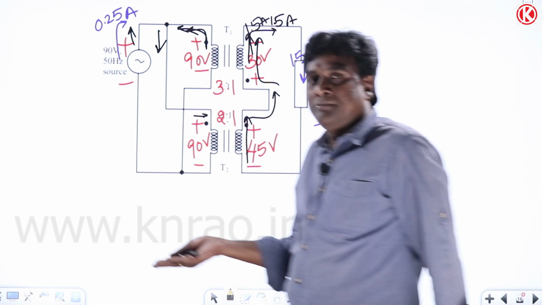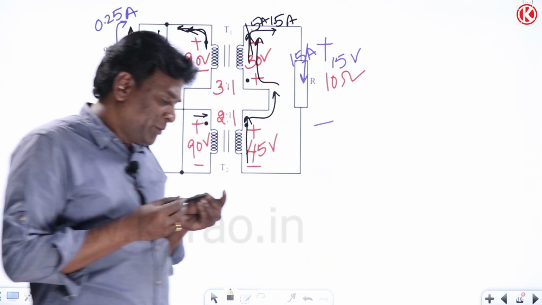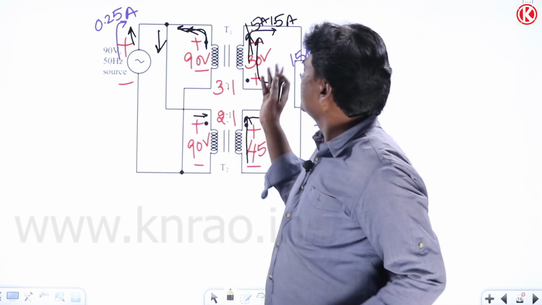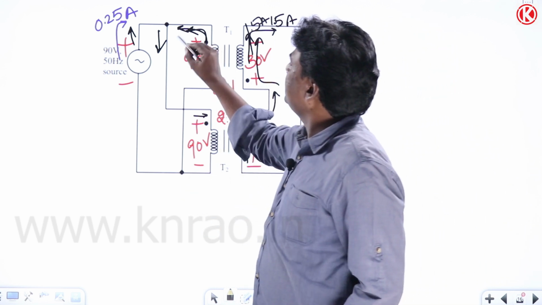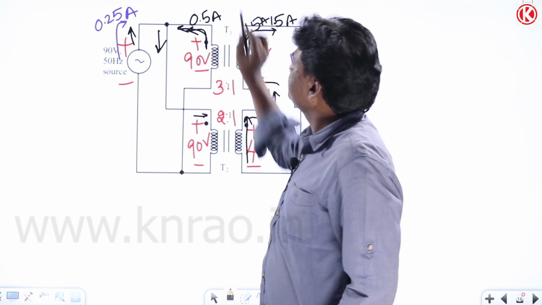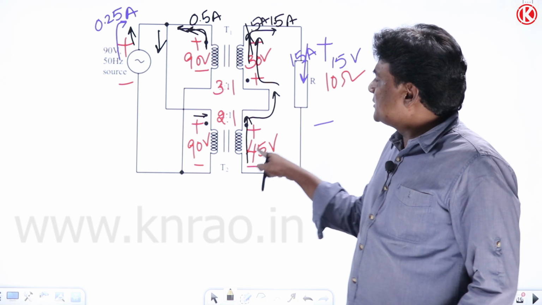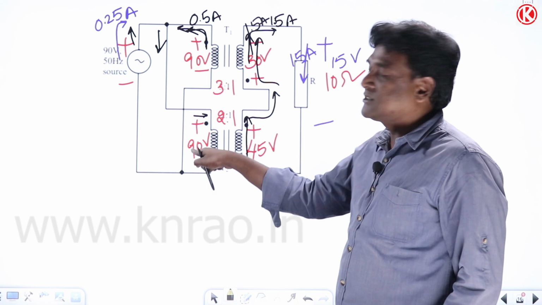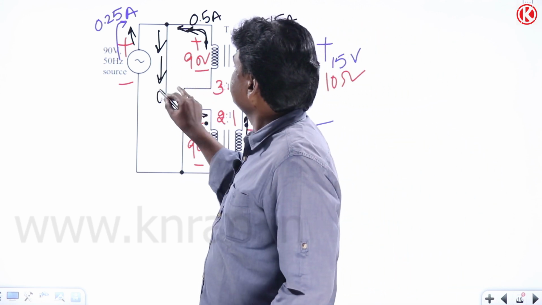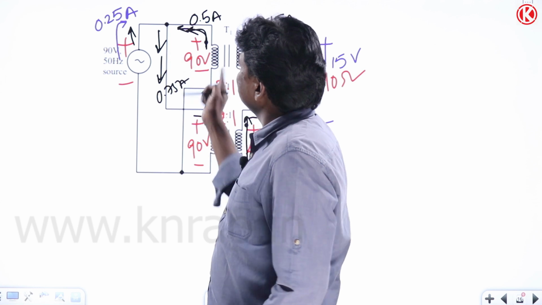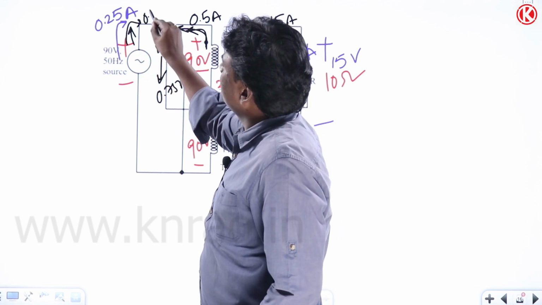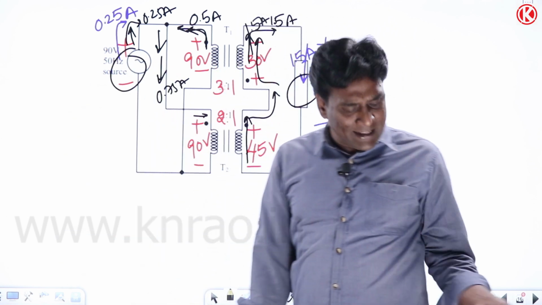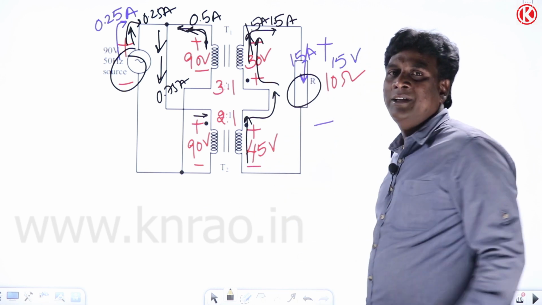So LV to HV, if you want to transform current, should it be reduced or increased? LV to HV, voltages are increased, so current has to be reduced. This current reduction will be 1.5 by 3, which is 0.5 amperes. And see here, this magnitude of current is 2:1, so if this current is 1.5 ampere, this current should be 0.75 amperes. So 0.75 minus 0.5 is going to be 0.25 only, because power absorbed by this and power delivered by this should be the same. Directly we can do it that way rather than the lengthy way.